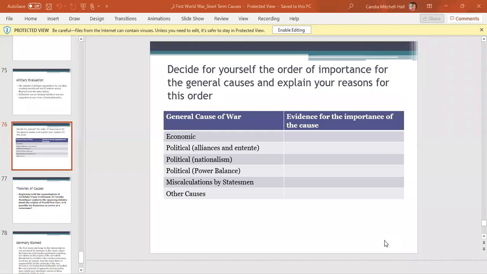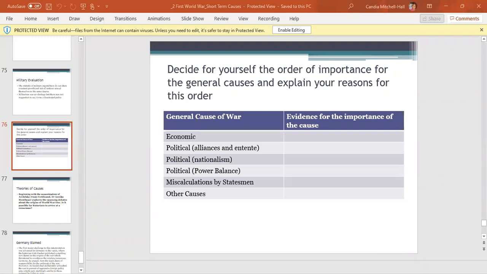Okay, first I put political alliances and entente. I put that because depending on what alliance somebody was in, if two countries are having a dispute, your country may have to join to support whichever country it is allied with. So when all these conflicts and disputes are happening, different countries are joining to defend each other, and that just turned it into a full-blown war.